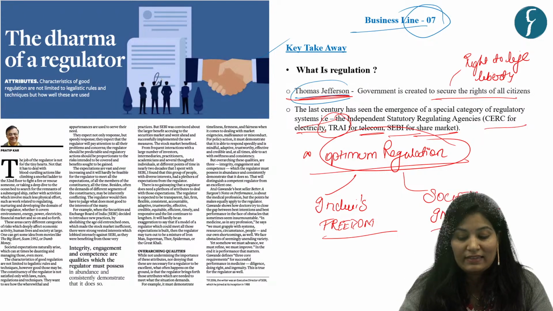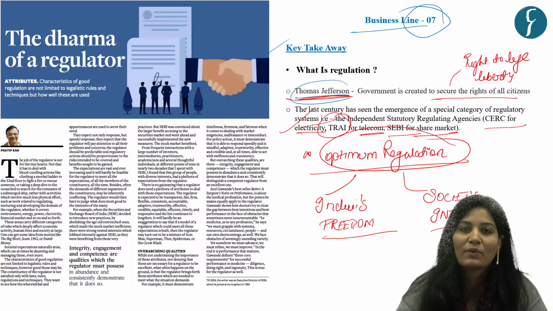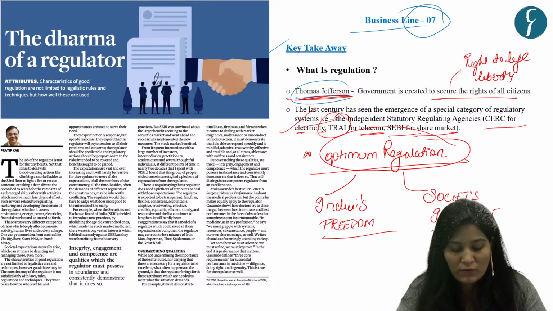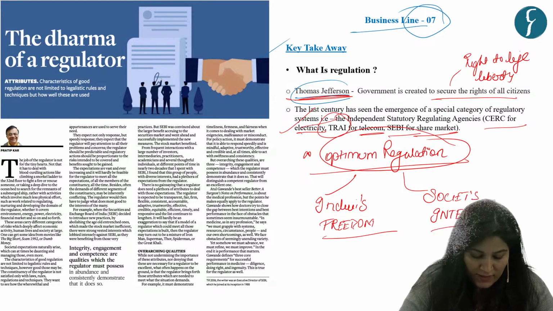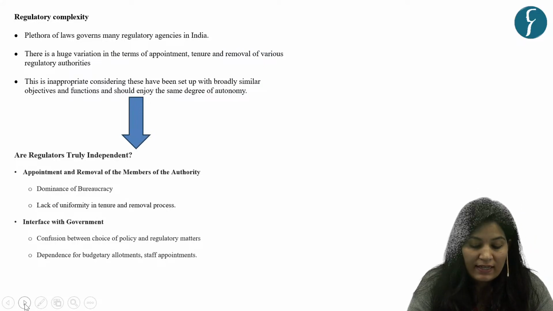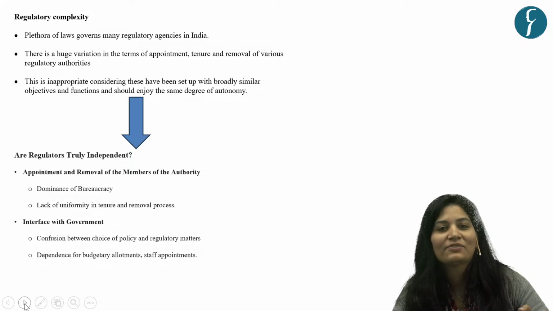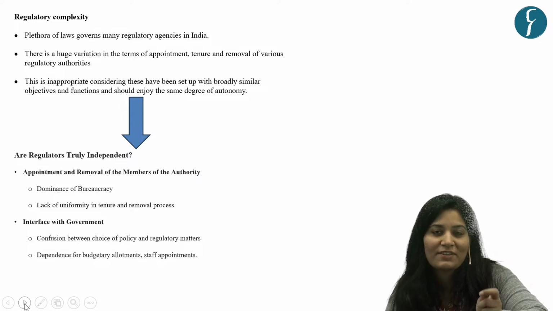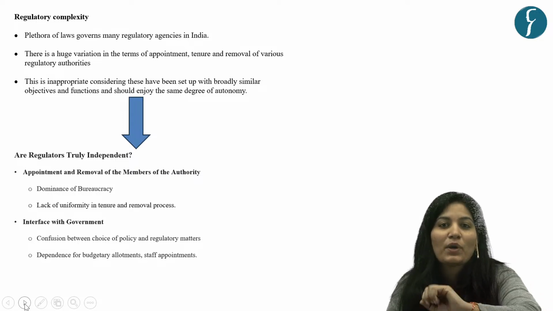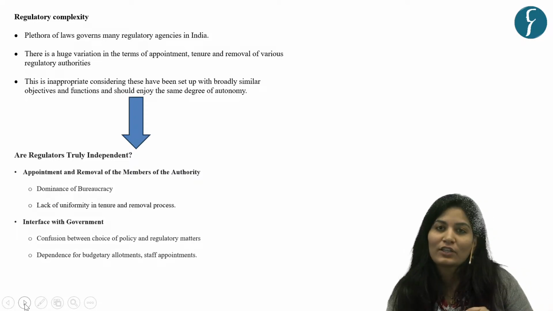Now, with this, you know what regulation is, and we have different regulatory bodies, and these regulatory bodies are facing different issues. Let's see those issues one by one. The first issue is that these regulatory bodies are governed by different laws. And when one regulatory body is governed by different laws, definitely there will be variation with respect to appointment, with respect to tenure, with respect to removal of various regulatory authorities.